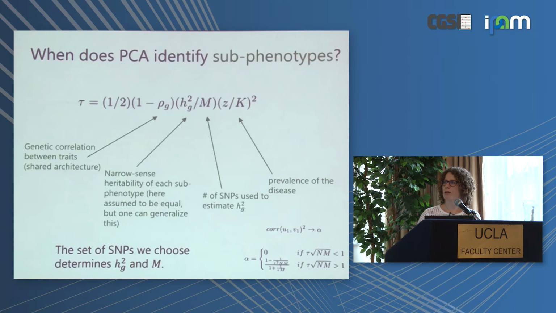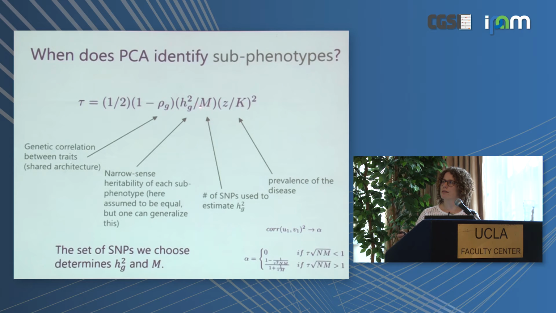So let's break down that quantity a little bit. Remember, the larger tau is, the easier it is for me to use PCA to identify the subphenotypes. And this is the genetic correlation between the two traits. Imagine that the two traits are actually identical, which means I don't have subphenotypes. Then this is equal to 1, this collapses to 0, and the problem is impossible. So that makes sense. This here says that the larger the heritability, the easier the problem is. And that's also not surprising. That just means there's more signal in the data.